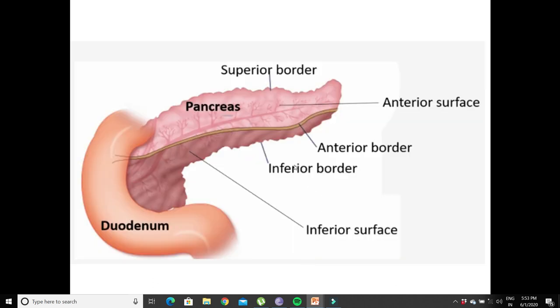This is the pancreas. We are talking about the body of the pancreas. We have talked about the uncinate process and the head and neck. Now we are studying the body. It's triangular in cross section. It has an anterior border, inferior border, and a superior border. 3 borders, right? And let's see the surfaces. The anterior surface, the inferior surface, and posteriorly, which is not visible from here, would be the posterior surface. 3 borders, 3 surfaces. Hope it's clear to you.